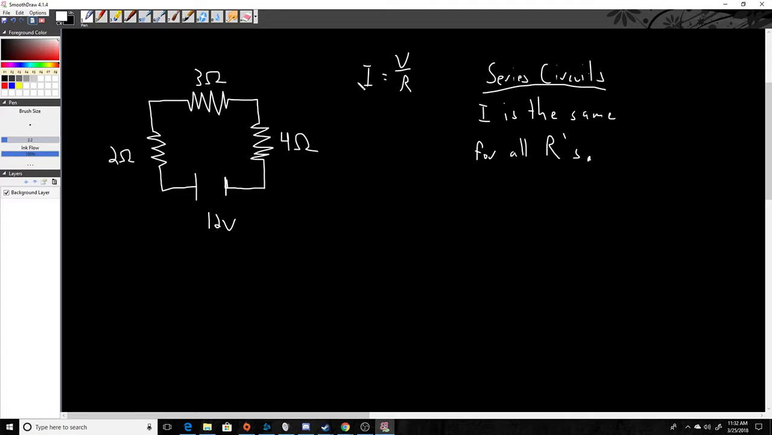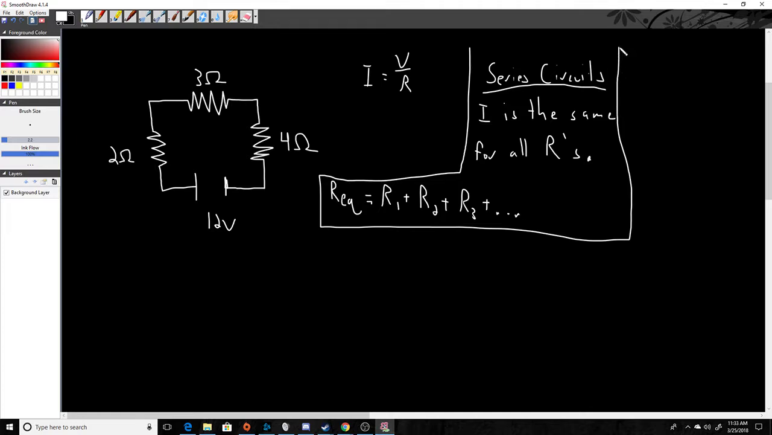So in order to figure out what that current is, I need to figure out the resistance here. And for series circuits, this is really, really easy. The equivalent resistance is just equal to the sum of all of the resistances. It doesn't matter how many resistors you have in series, you just add them together. So the big takeaway, the thing you need to remember, is this right here.